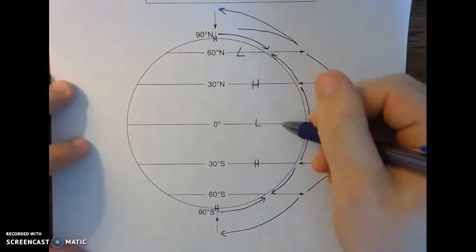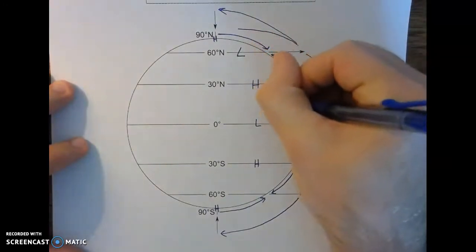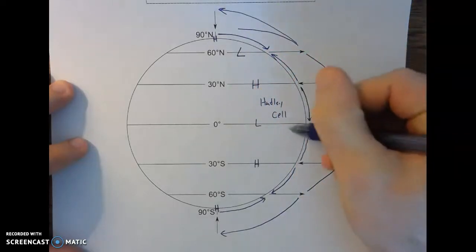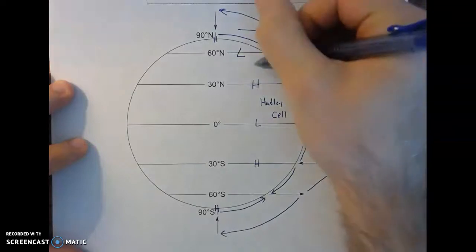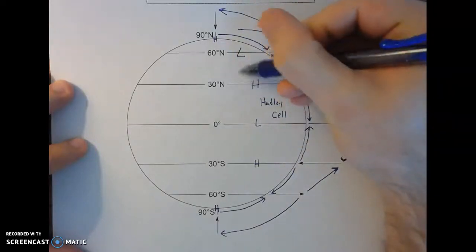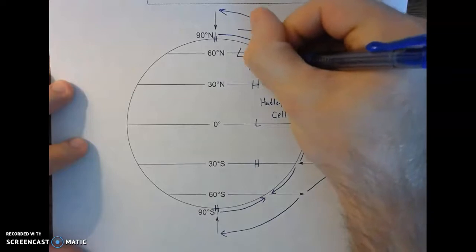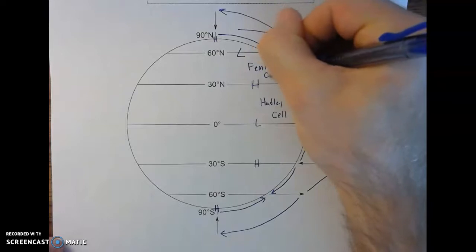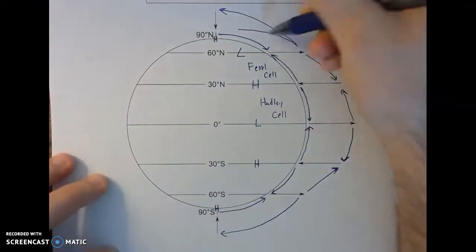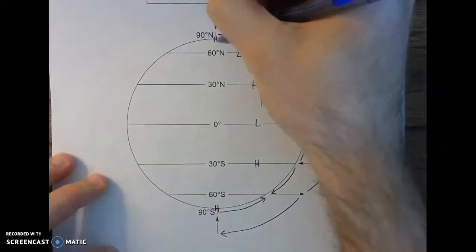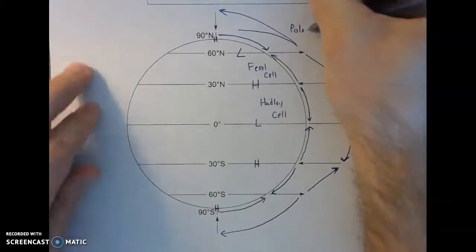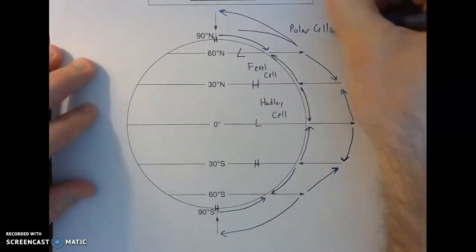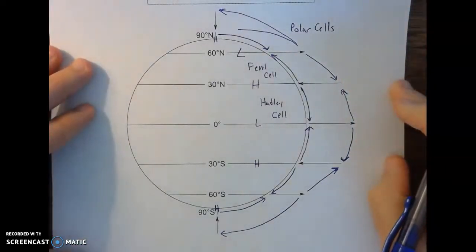The cells between 0 and 30 degrees north are known as Hadley cells. So there's a Hadley cell in the northern hemisphere as well as in the southern hemisphere. The cell in between 30 north and 60 north is known as a Ferrel cell, F-E-R-R-E-L cell. And then the cells at the very top are simply known as polar cells. Again, not information that you would ever need to know on a Regents exam, but it's just extra information for you.